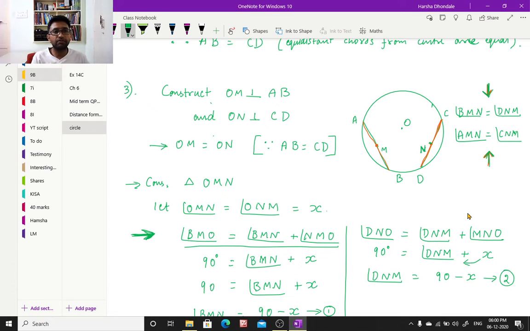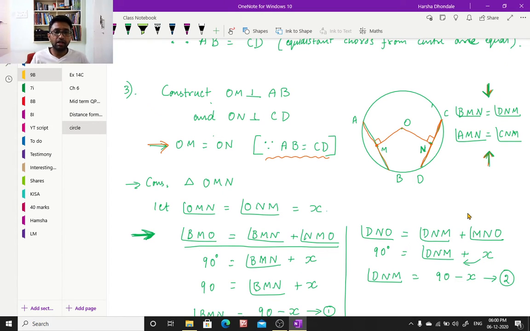So my first step will be to construct OM perpendicular to AB, and I'll indicate the right angle like this. And then ON perpendicular to CD. Done. This is my first step. Because of this, I know that OM is equal to ON. How do I know that? Equal chords are equidistant. We have this property. So instead of writing equal chords or equidistant, here in brackets I am writing AB is equal to CD. OM is equal to ON because AB is equal to CD.